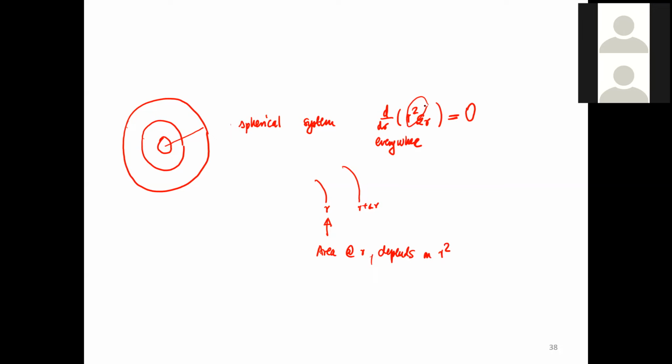So essentially, in Cartesian, you get d/dx of qx is equal to 0. Why? Because all areas orthogonal to x are the same, right? In cylindrical, you get d/dr of r qr is equal to 0. And here you get d/dr of r squared qr is equal to 0. So this r is a reflection of the fact that at every radius, the area differs. That's the whole problem with cylindrical and spherical coordinate systems: the areas of these volume elements change.